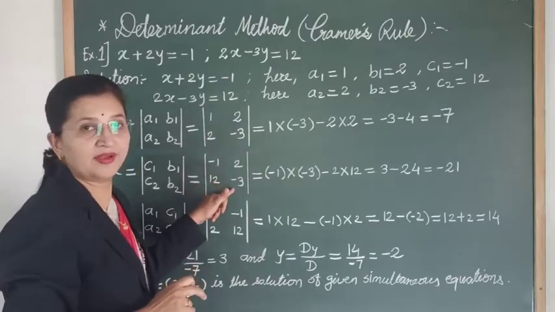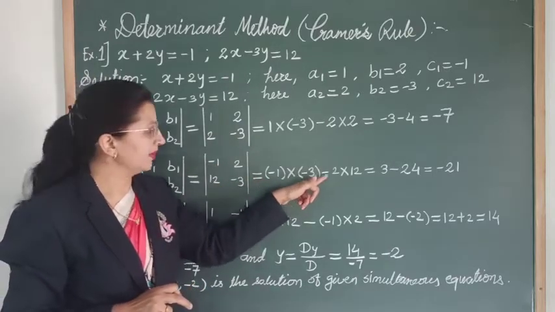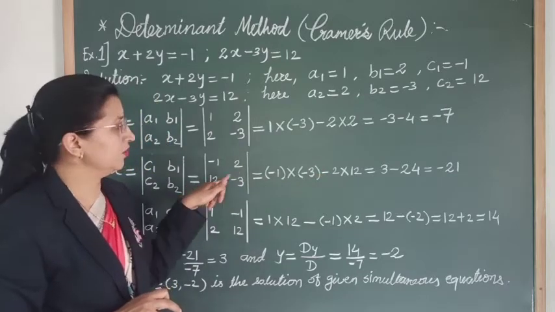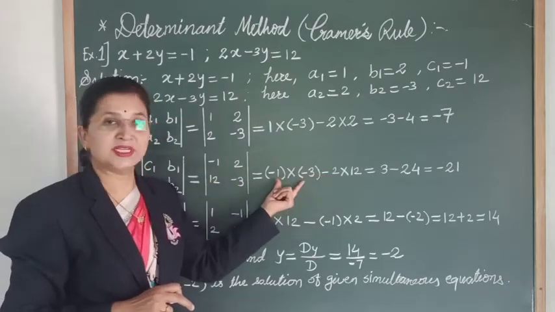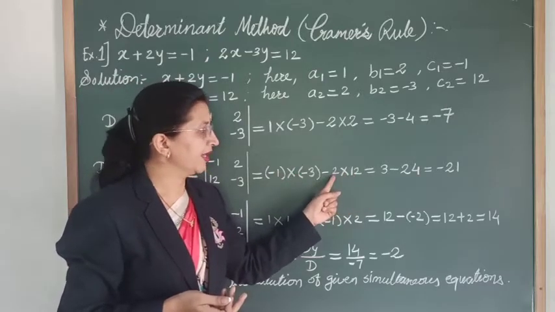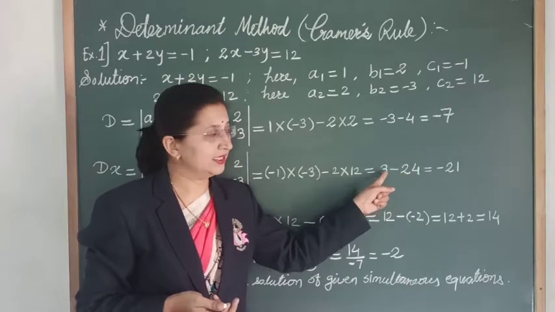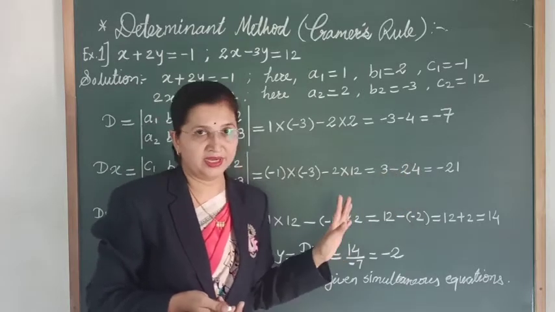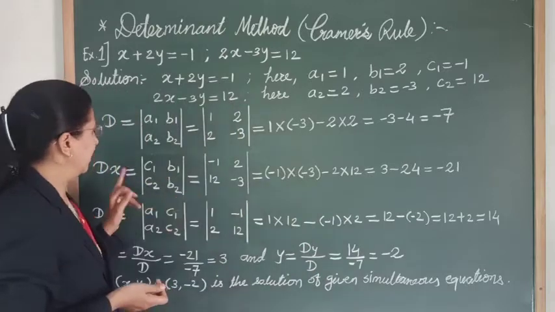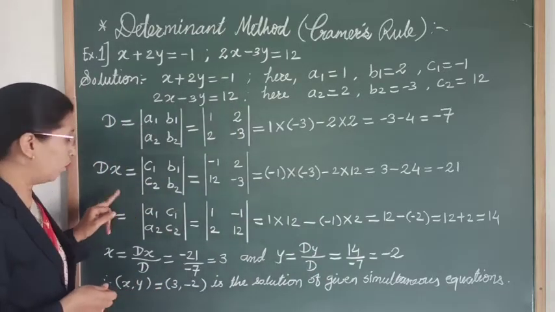Here also let's find out the value of this determinant dx. Negative 1 into negative 3 minus 2 into 12. The product of the same sign is positive, that is 3 ones are 3, and 12 into negative 2 is negative 24. 24 minus 3 is 21, with the sign of the bigger number. Negative 21 is the value of this determinant dx. Okay, now let's find out the last one, dy.